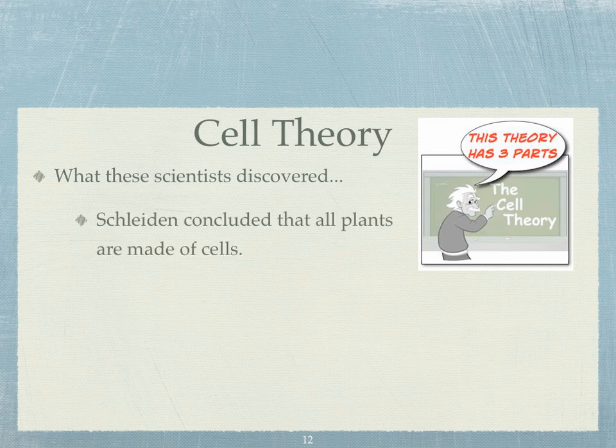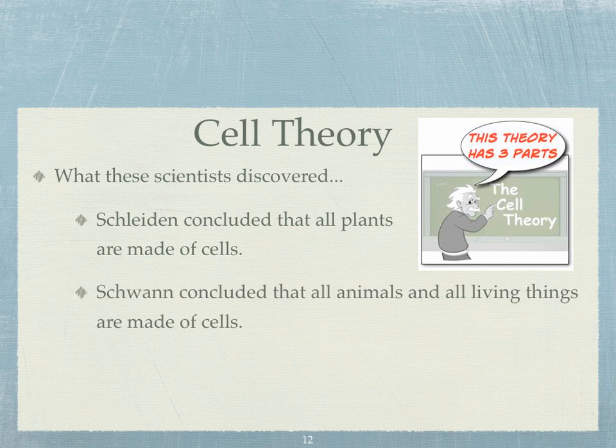Matthias Schleiden studied plant cells, lots of plant cells. He concluded that plants are made of cells, and that cells could only come from other plant cells and not from animal cells. Theodor Schwann read Schleiden's work and liked it so much he decided to do the same thing, but with animal cells. His conclusion was that animals are also made of cells, and that animal cells only come from other animal cells.